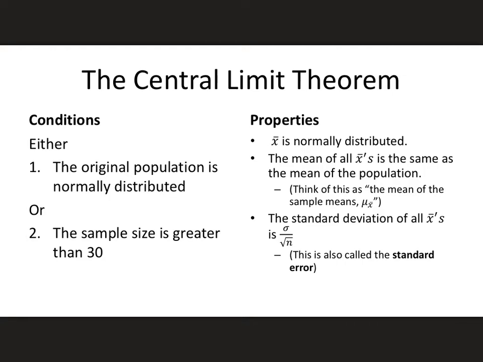Some properties: if x bar is normally distributed, then the mean of all the x bars is the same as the mean of the population. So think of this as the mean of the sample means, and we will see things like mu sub x bar. The standard deviation of all x bars is sigma over the square root of n. This is also called the standard error. So you need to make sure that you're connecting standard deviation of the sample means and standard error. And to find that, it is sigma over the square root of n. So you're going to do the standard deviation divided by the square root of the sample size.